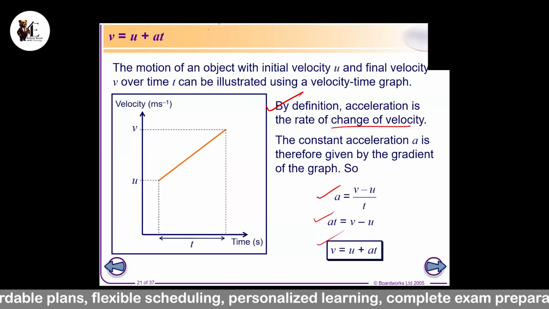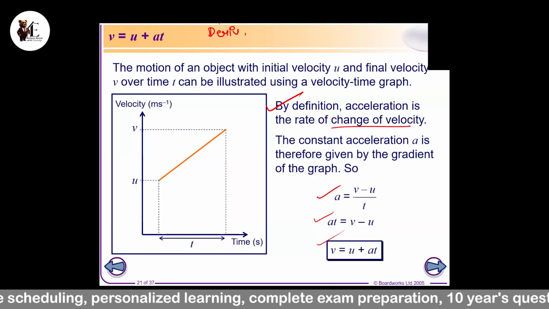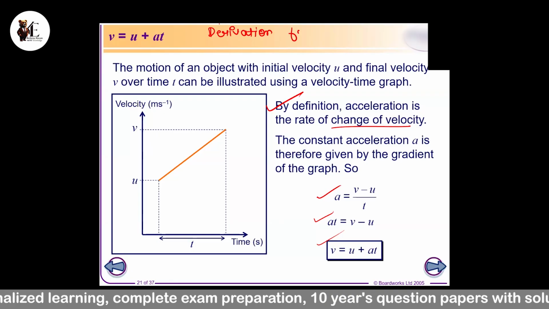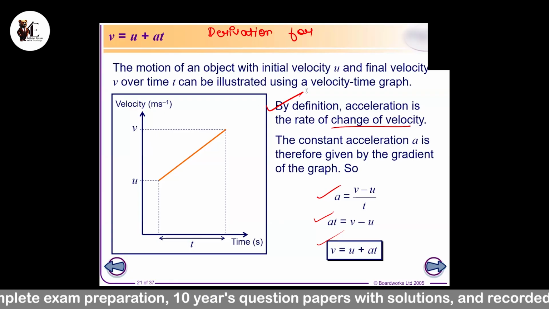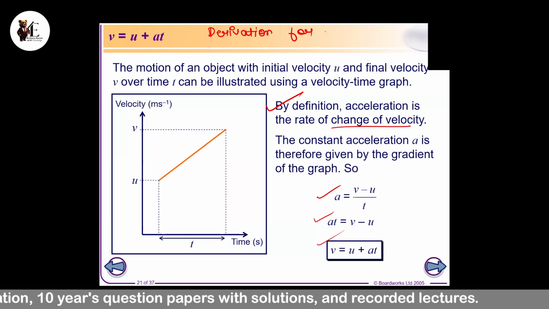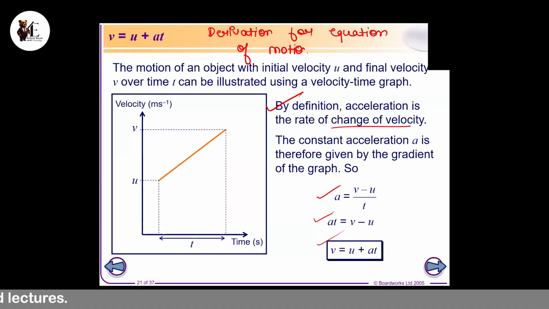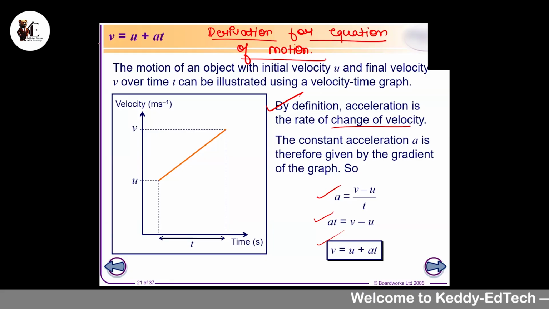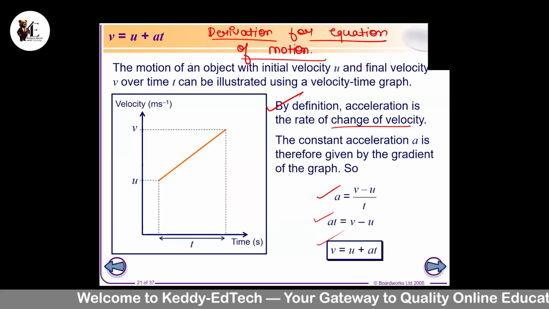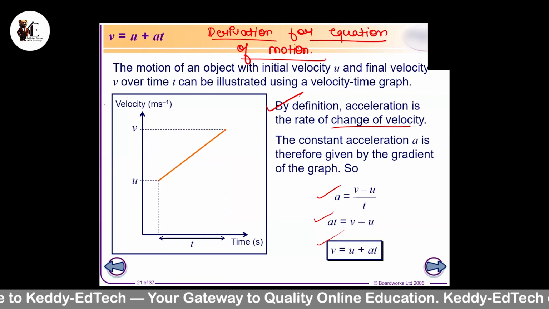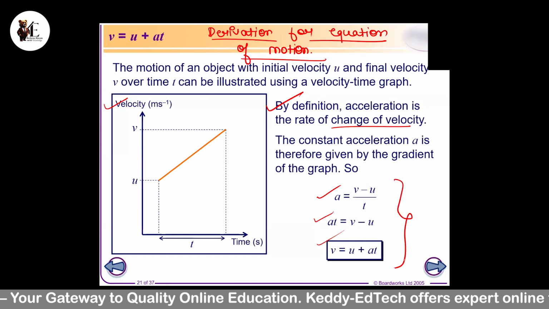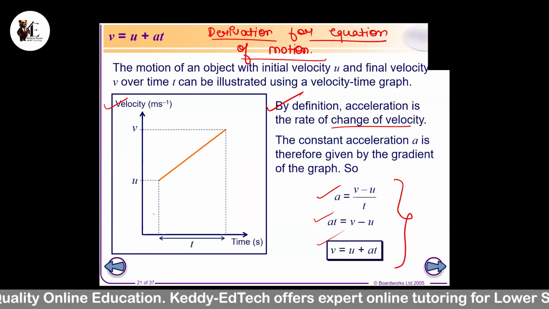I'm going to write the heading here. Derivation for equations of motion. So this is your heading, and then please write down the first equation. Do not write excess, lines and lines, paragraphs and paragraphs. Just draw this graph and do this part. Okay, please go with this. Yes, ma'am.